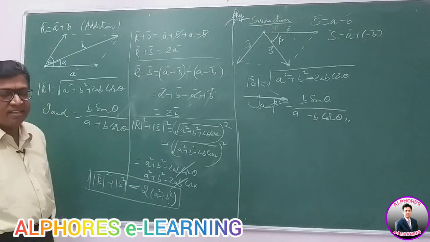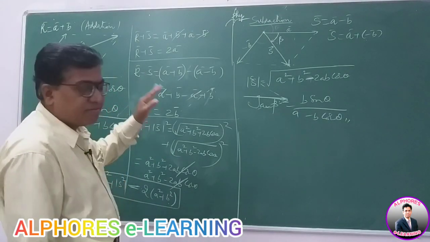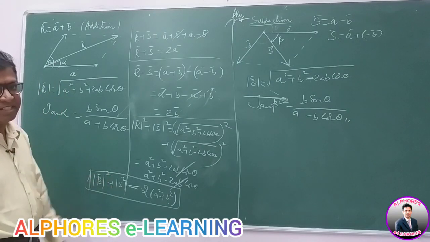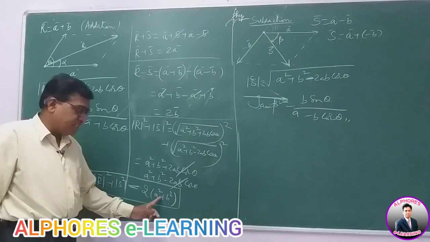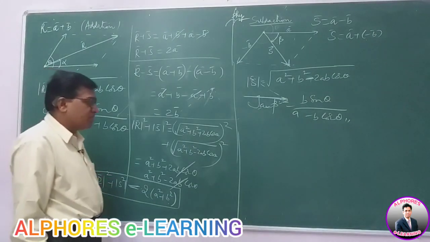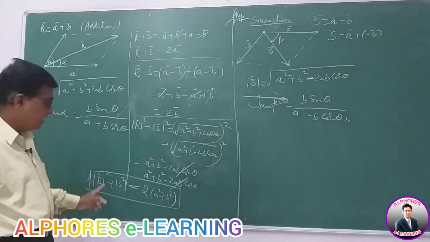So this is the sum of the squares of the magnitudes of the addition resultant and subtraction resultant. It is 2 times a square plus b square. Right? A very important question once asked in one of the entrance examinations. Okay.